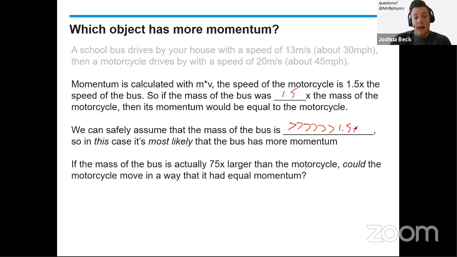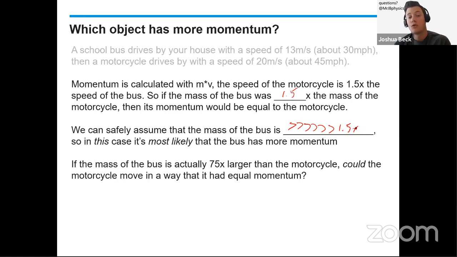Now, I didn't know off the top of my head, but I checked to see, hey, what's the mass of a bus? What's the mass of a motorcycle? The mass of a bus is actually roughly 75 times larger than that of the motorcycle. Okay, so in this particular case, the bus definitely has more momentum.